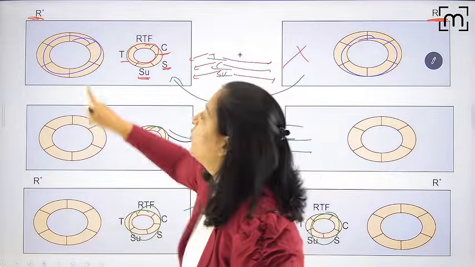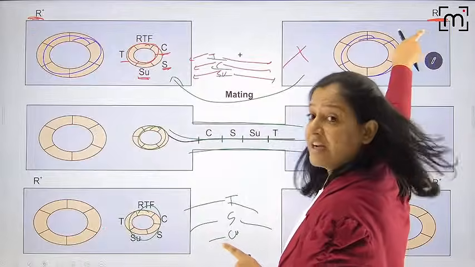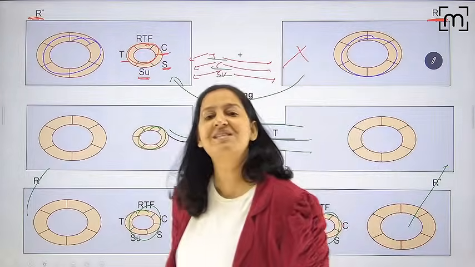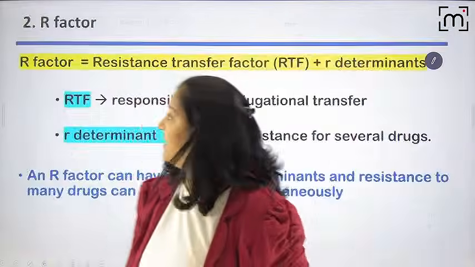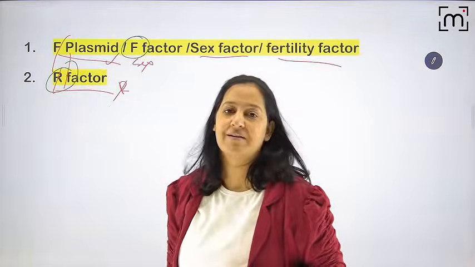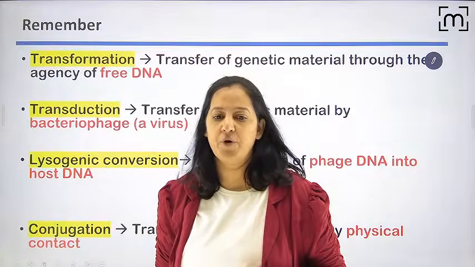So it is transfer of resistance. At the start, one is R positive, one is R negative. When they end, both become R positive. Appreciate this. It is transfer of resistance. So here the transfer of maleness occurs and here the transfer of resistance occurs. That is the two types of conjugation. How many of you got it, people?